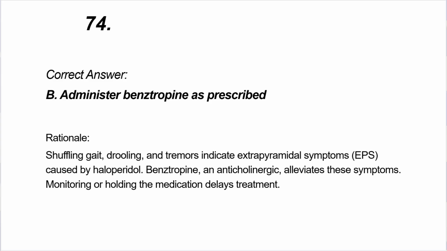74. B. Administer benztropine as prescribed. Rationale: shuffling gait, drooling, and tremors indicate extrapyramidal symptoms, EPS, caused by haloperidol. Benztropine, an anticholinergic, alleviates these symptoms. Monitoring or holding the medication delays treatment.